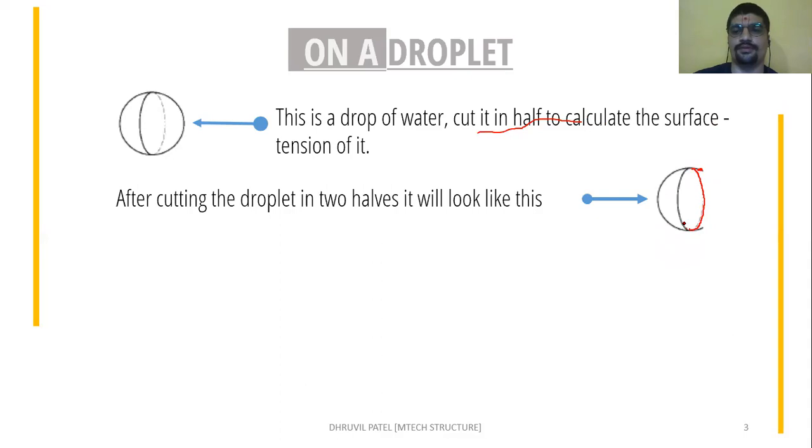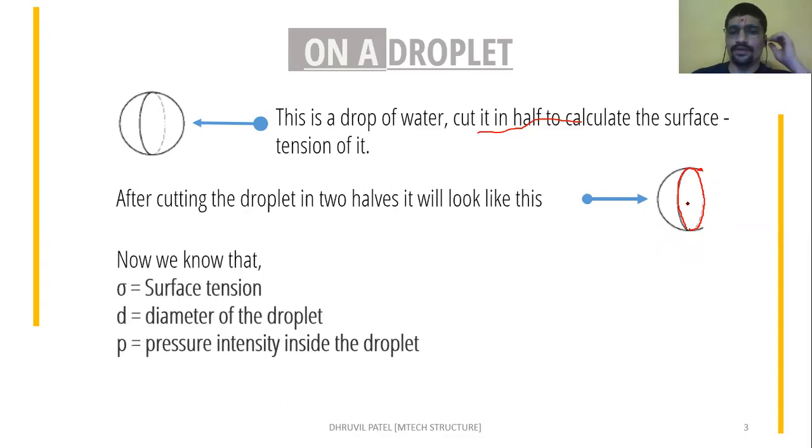Okay, this is the droplet, and this is the surface, and this is the hollow portion inside. Now we know that surface tension is denoted by sigma. The diameter of the droplet is from this to this. And the pressure intensity occurs inside the droplet, inside the hollow portion.